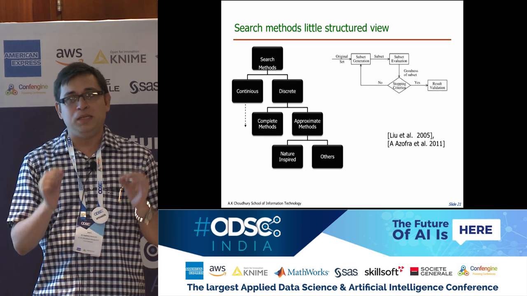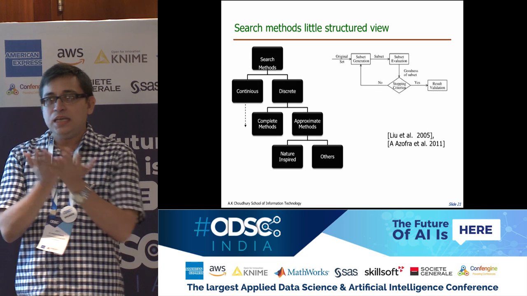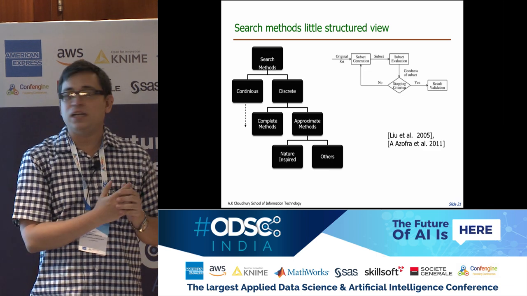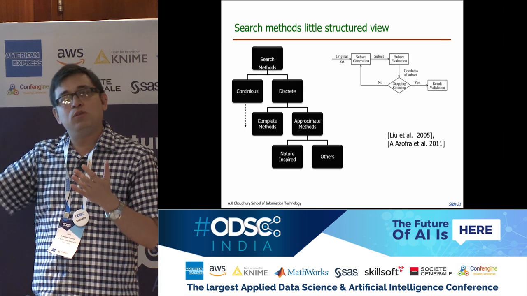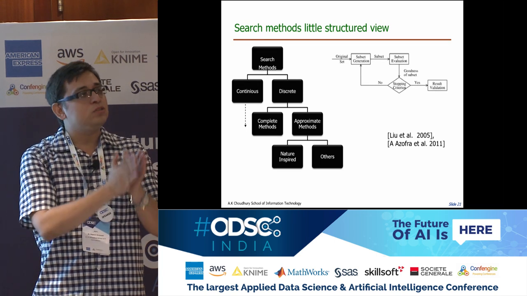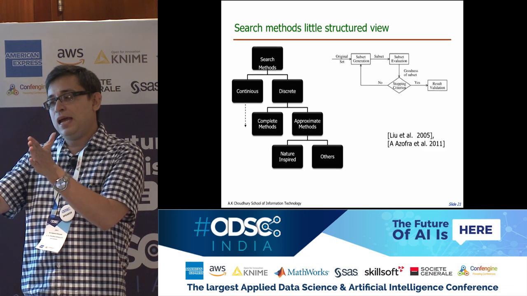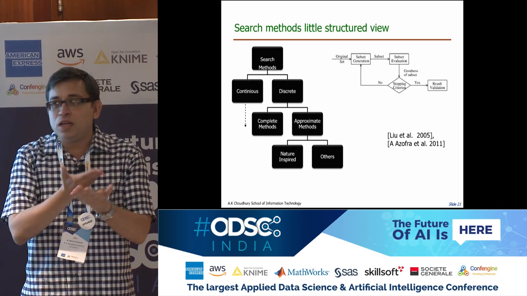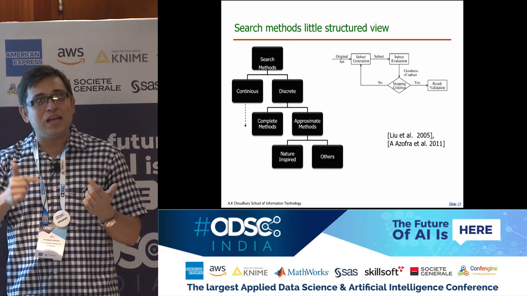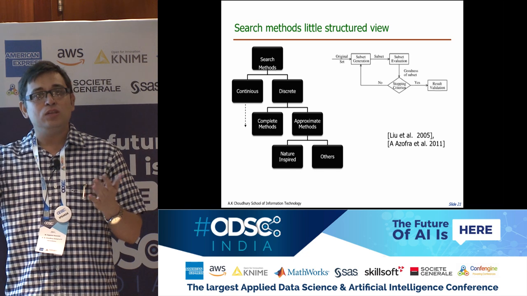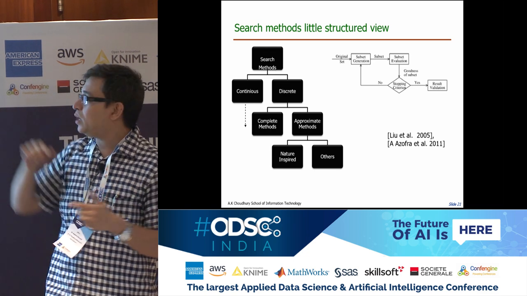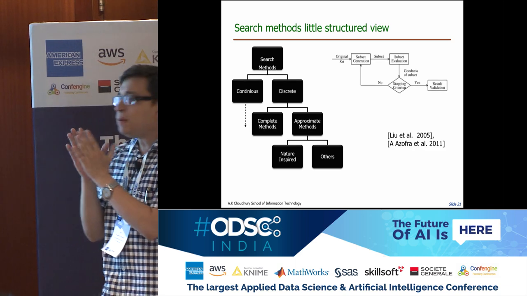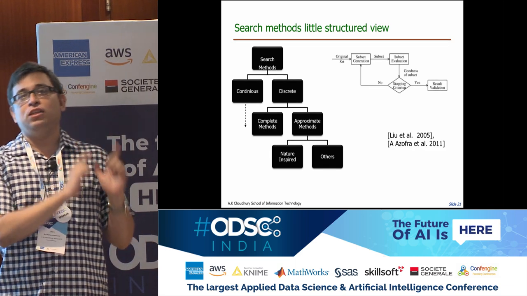Continuous and discrete means whether the variables I am dealing with are of continuous nature or discrete nature. In our case, when we are doing feature subset selection, we are actually dealing with a discrete input. What do I mean by that? Let us say you have five features in a dataset and you want to select only the first feature and the fifth feature. You represent this as a binary string, 1, 0, 0, 0, 1. That's why it comes under discrete search. And discrete search again can be split into complete methods or approximate methods. Complete methods means that it can find the optimal solution.